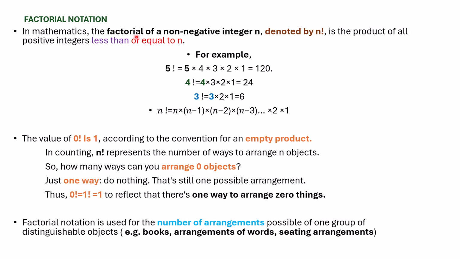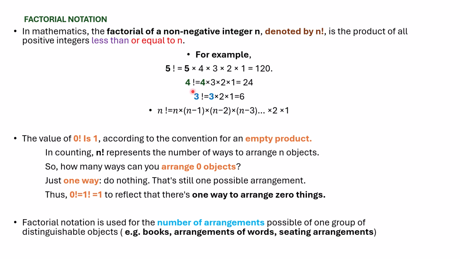In mathematics, the factorial of a non-negative integer n, meaning it's positive, is denoted by n exclamation mark, or factorial of n, and is the product of all positive integers less than or equal to n. For example, 5 factorial simply means 5 times 4, 3, 2, 1, the positive integers less than or equal to n. So 5 factorial is 5 times 4 times 3 times 2 times 1, which gives me 120.